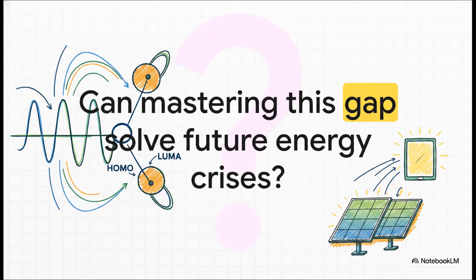So let's wrap up with a final thought here. We started off talking about abstract probabilities and wave functions interfering with one another. But as we've seen, tuning this invisible frontier of HOMO and LUMO is exactly what lights up those vibrant screens in the palms of our hands today. So the really exciting question is this. As material scientists get better and better at mastering this gap to build ultra-efficient next-generation solar cells, how much closer are we to solving our global energy crises using nothing but invisible atomic waves?